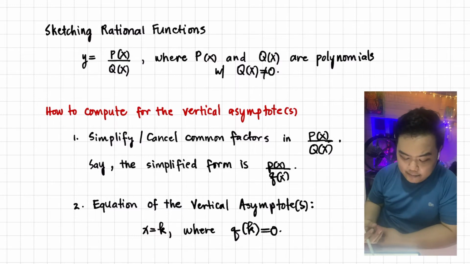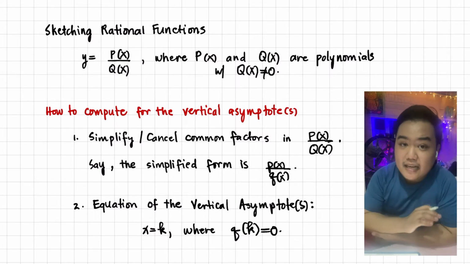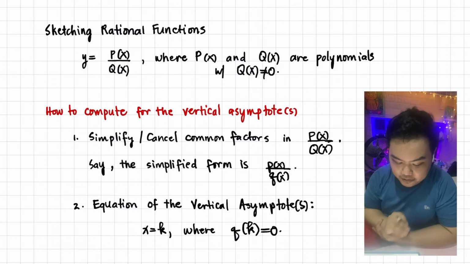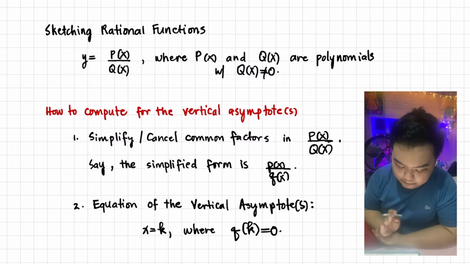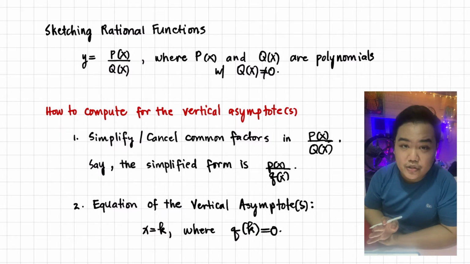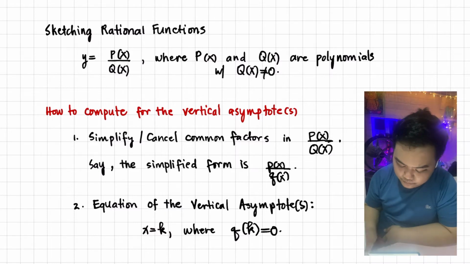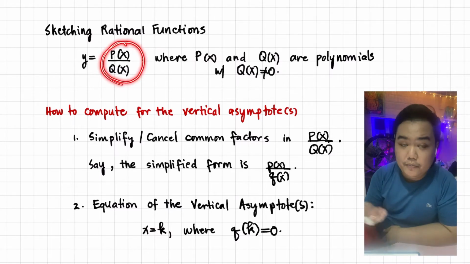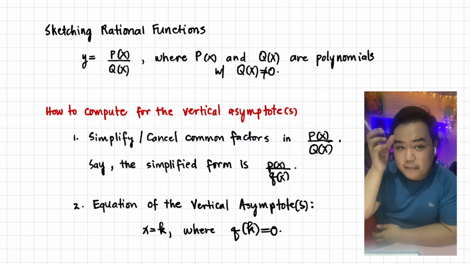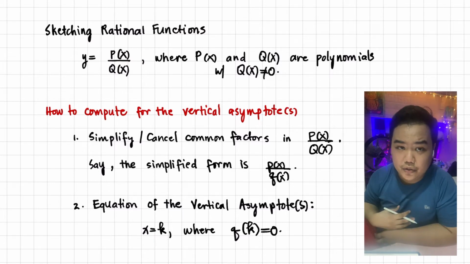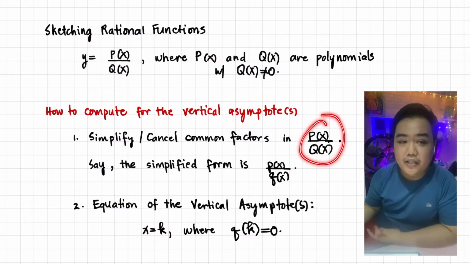And here are the steps to compute for the vertical asymptotes. Mukha lang siyang mahaba pero maikli lang talaga. Madali lang talaga kung paano mag-compute ng vertical asymptote. So yung first step, which is an important step, in solving the vertical asymptotes or the equation of the vertical asymptote is to simplify muna yung binigay na rational expression. Kasi pag hindi kayo nag-simplify, baka sumobra yung sagot ninyo. Okay? So, sisimplify nyo to.